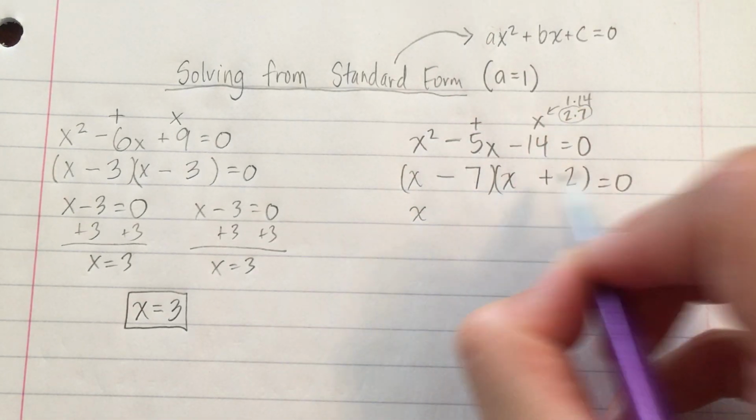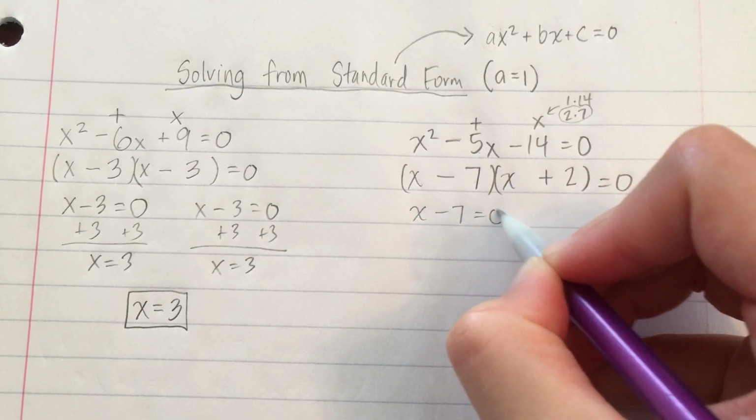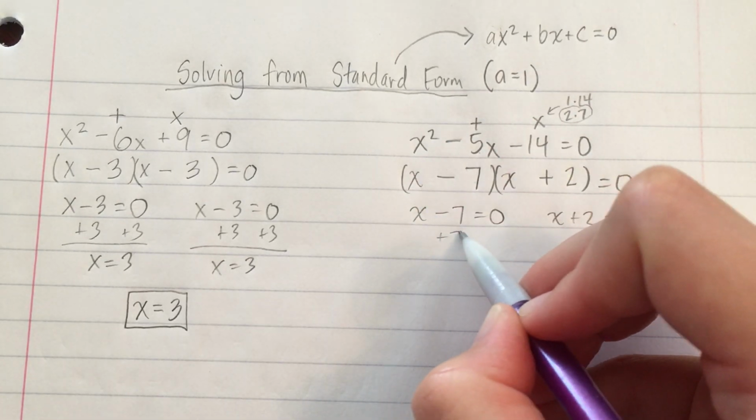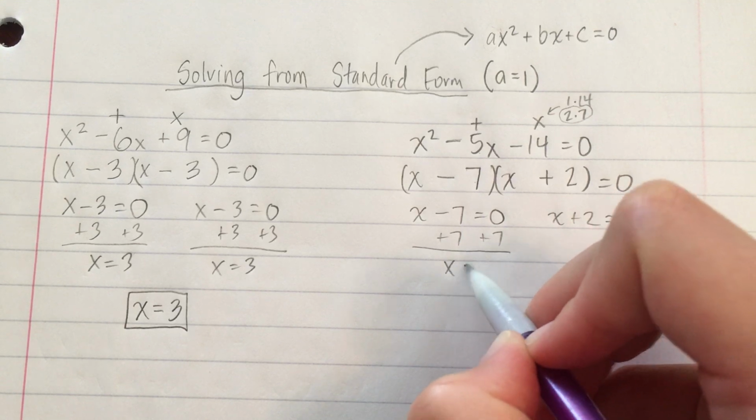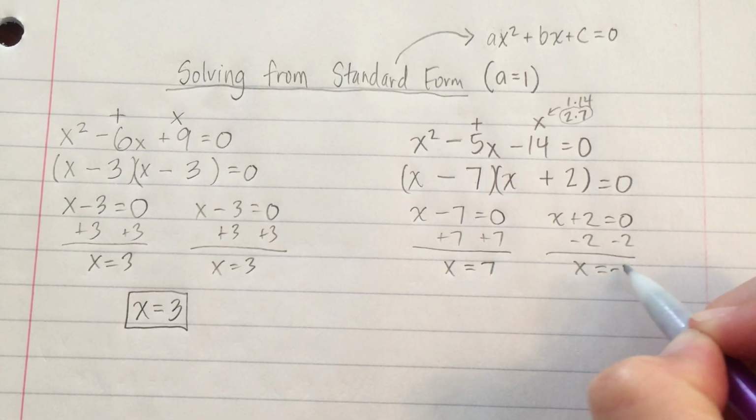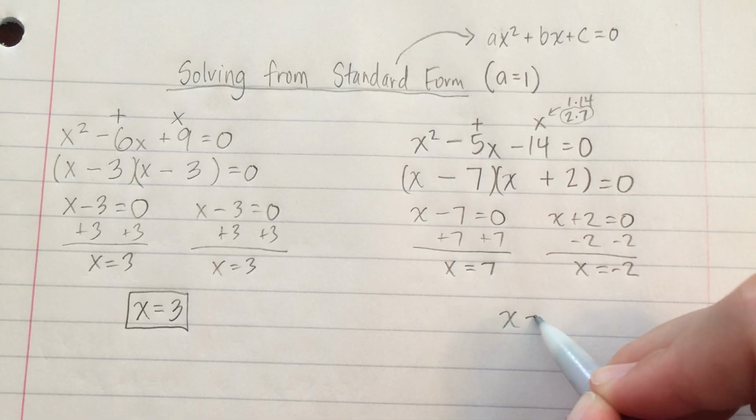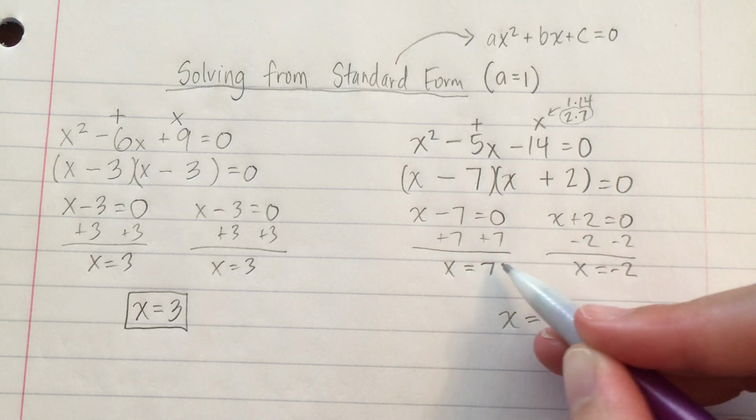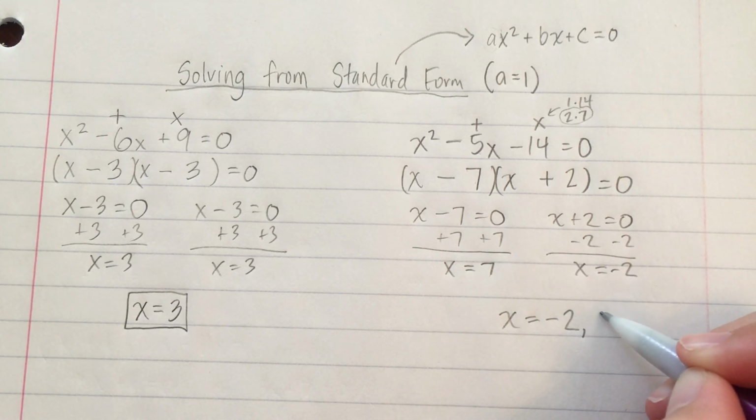And I know that if this times this equals 0, then either x minus 7 equals 0 or x plus 2 equals 0. So I'm going to solve both equations. I get x equals 7 or x equals negative 2. So how do I write that? x equals the smaller value, comma, leave a space, and the larger value.